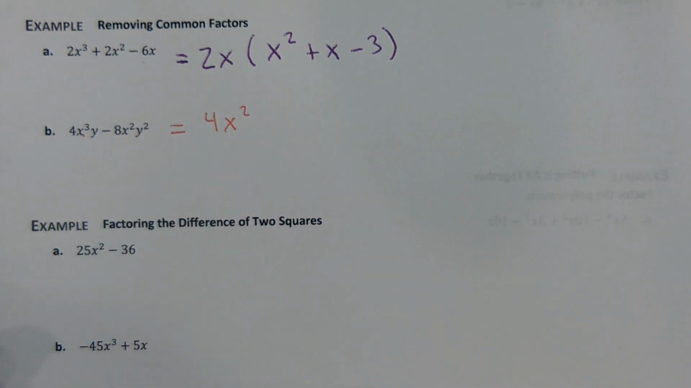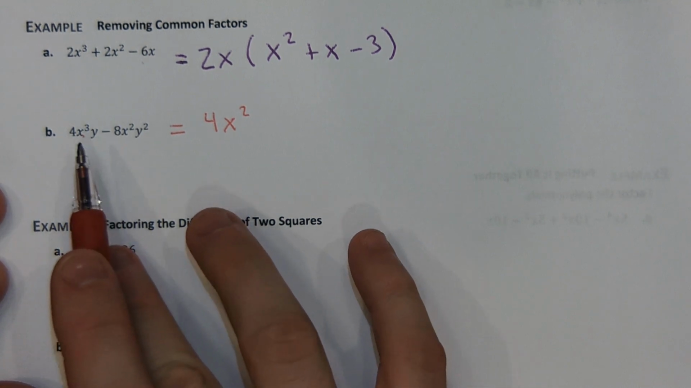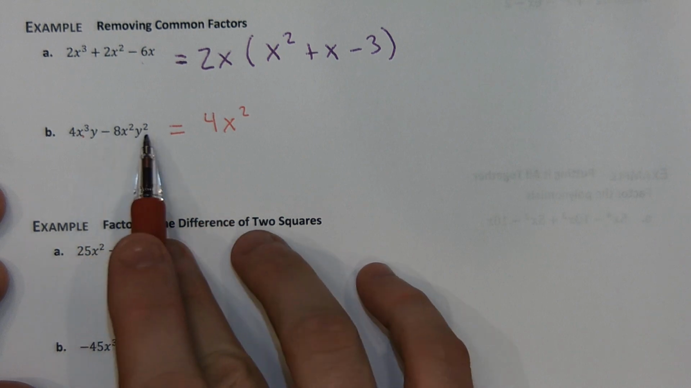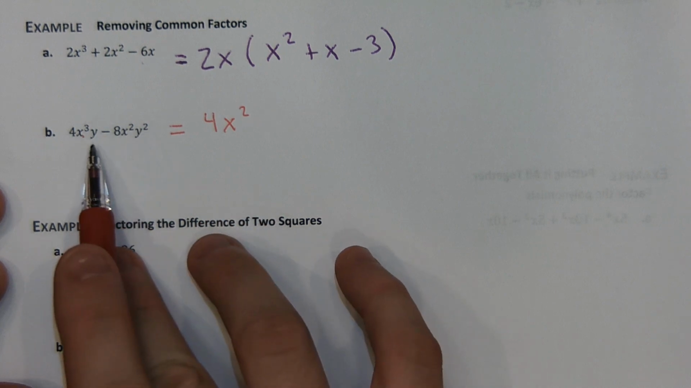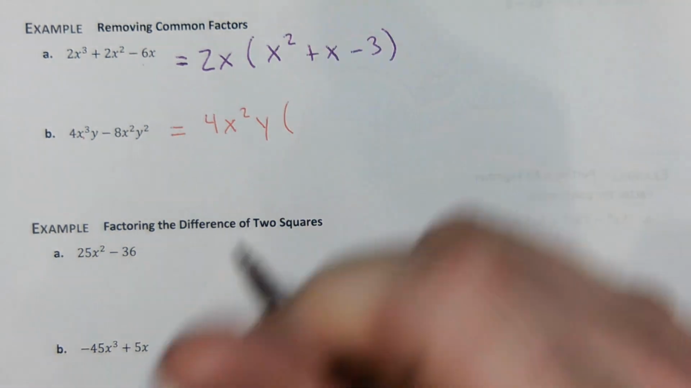Now we look to the y's. This one only has 1. That means this term can't give me more than 1. And since this has y's in it also, I can take that 1 y away. And we see what we get.